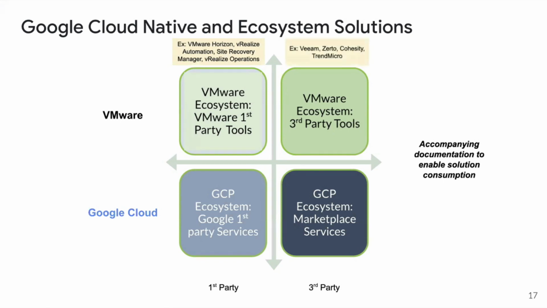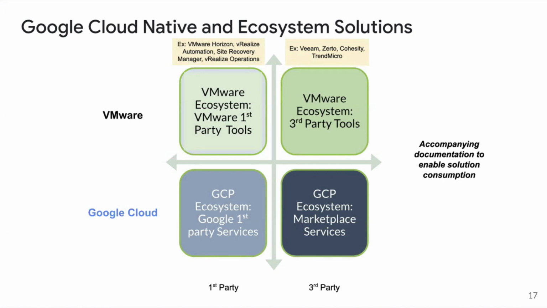The second category is the VMware ecosystem, third-party tools. Example products are Veeam, Zerto, Cohesity, Trend Micro. There is a really long list. VMware has thousands of ecosystem partners who have solutions that interoperate with VMware, and we intend to over time enable all of them to work with GVE. We have a fairly large list of partners and solutions that is already validated and working, and we aim to make that a very thorough and long list.